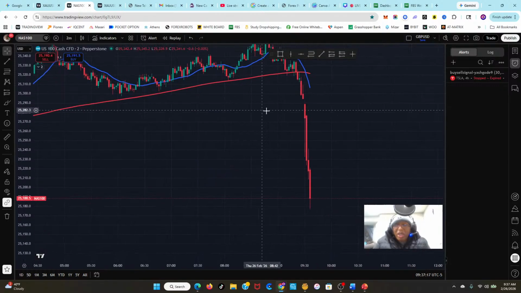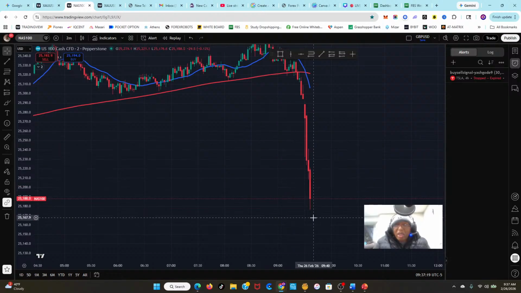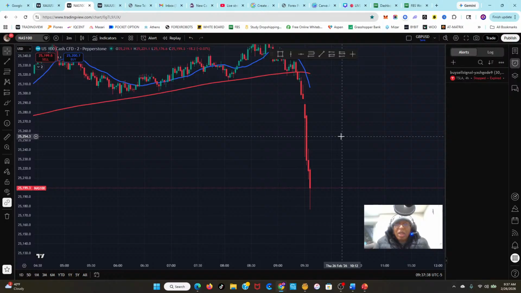So we're going to wait. This candle should be closing in the next few seconds. This is the 9:30 candle. So we have one candle, 2, 3. Okay, it's coming back now. It's still pumping.